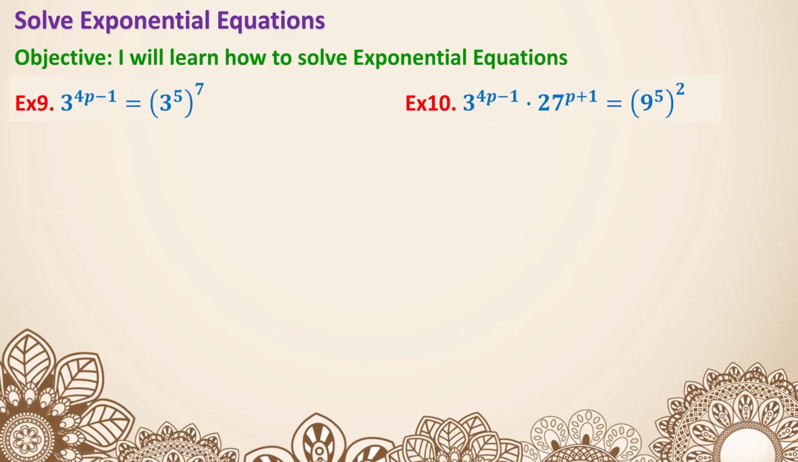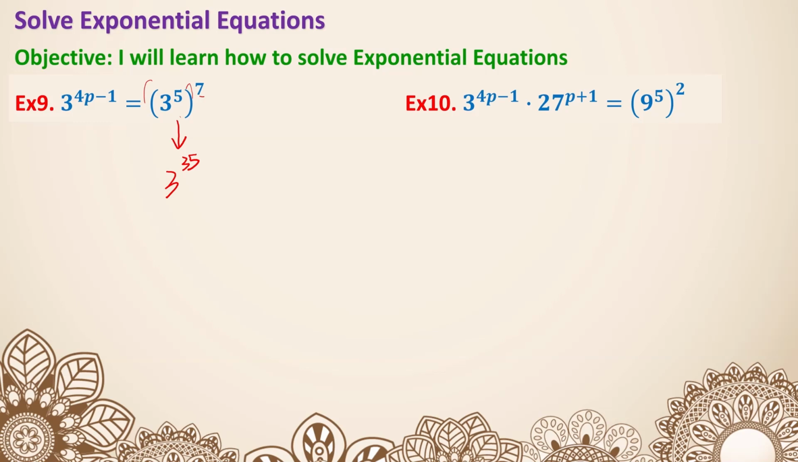Example 9. Left side has a base 3. Right side also has a base 3. And 3 can't go simpler. That means we're just using them. The right side has parentheses with an exponent on the outside, so we do need to use a power rule to simplify that. That is going to be 3 to the 35th power.